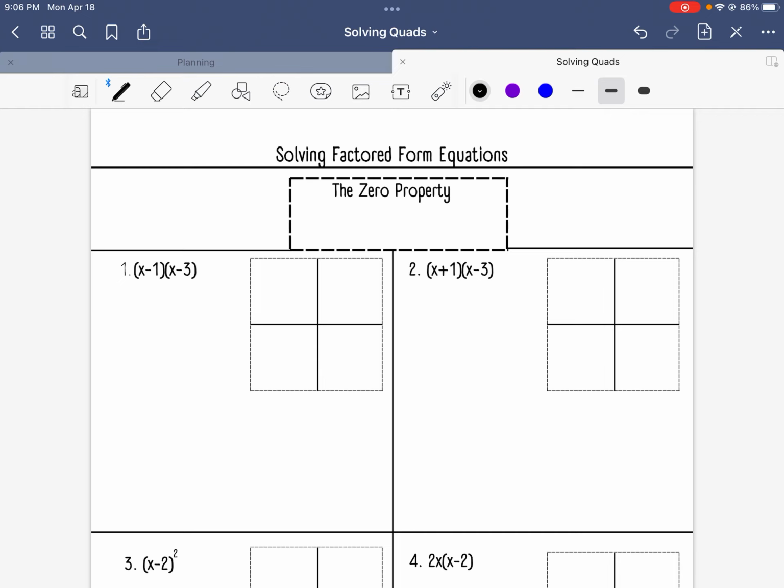Hello and welcome back to solving quadratic equations. In this video, we're actually going to start doing some math. Yay! But before we start off, I want to talk about something that's called the zero property.